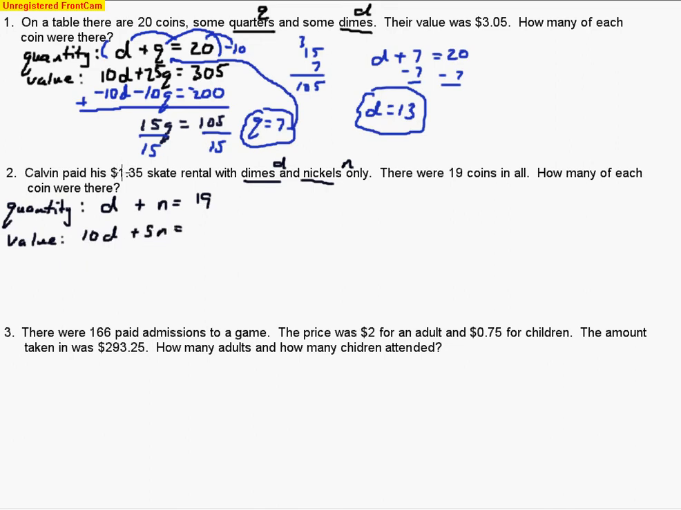Now, here's where we got to make sure we're careful. We're going to change this to 135. Make sure you move it so that we have the same units. So if you're going to use dollars, you'd have to put the decimal point in here. So it'd be 0.10, 0.05. It would be the two values of those coins. So we're ready to solve.